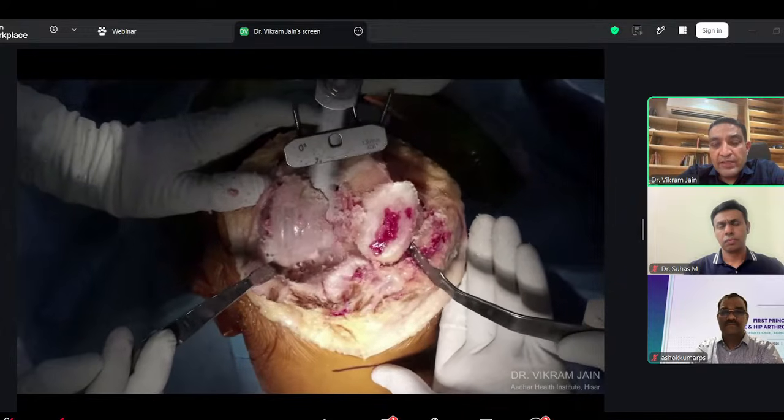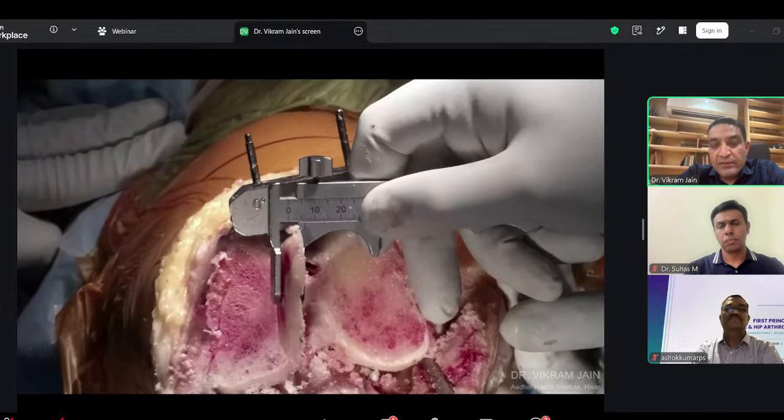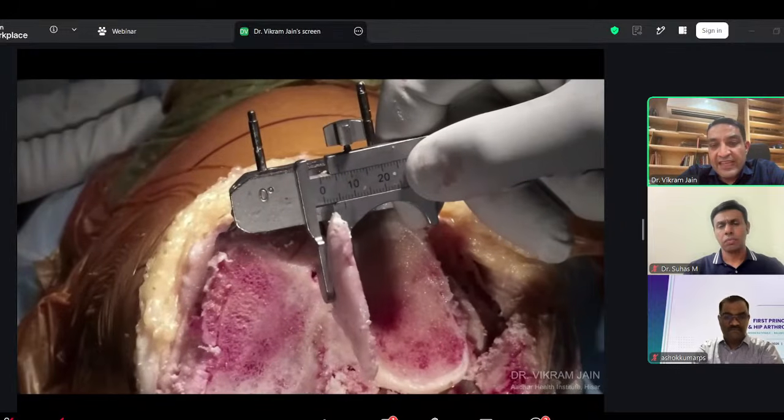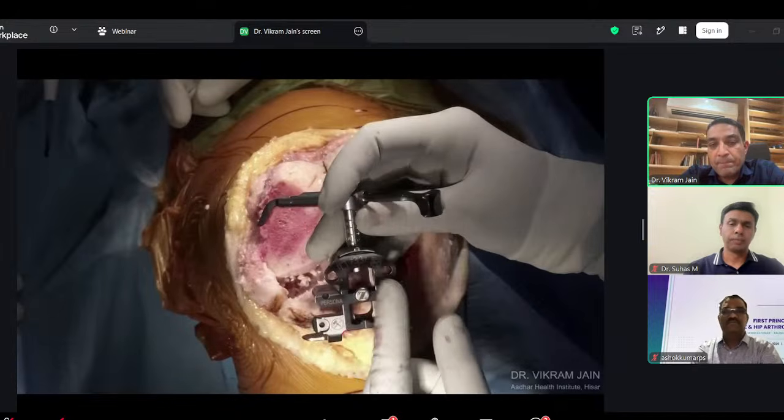Now, after cutting, this is immediately measured, and this is 6 millimeter, which is fairly accurate. 6 plus 2, the thickness of the cartilage, is 8, and 1 millimeter for the thickness of the saw blade, which makes it 9 millimeter.